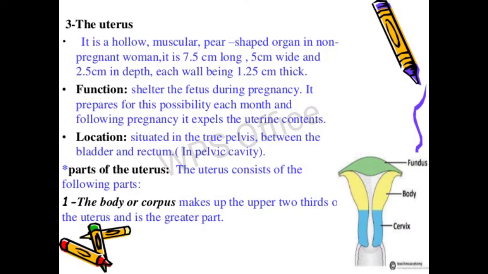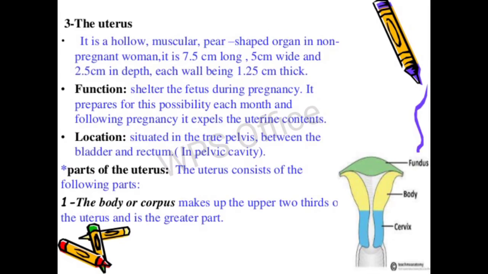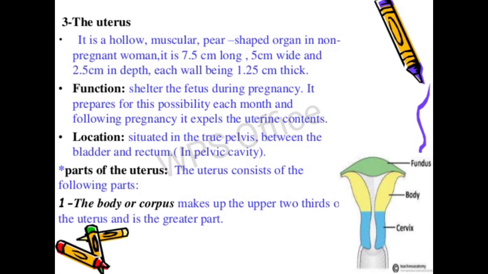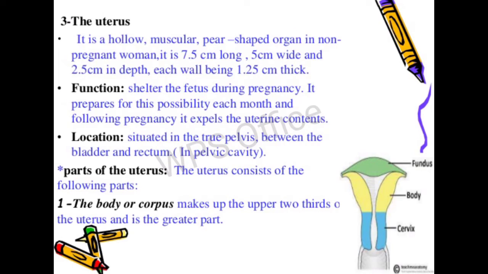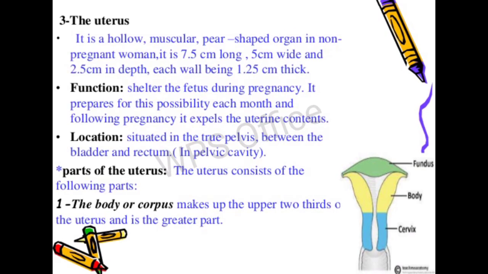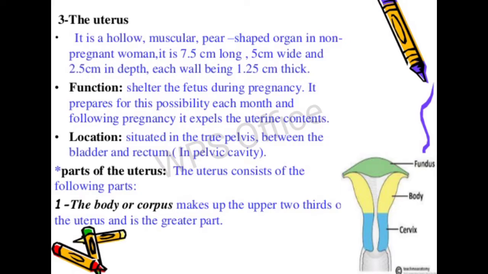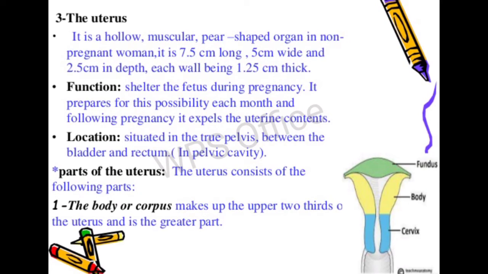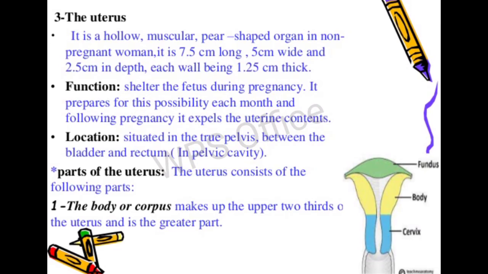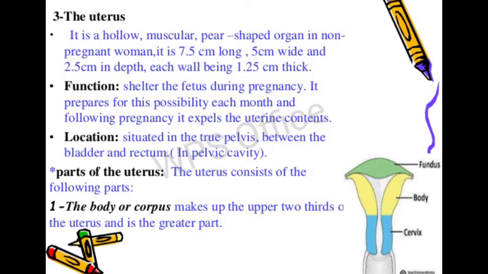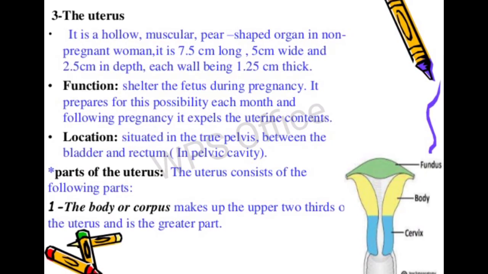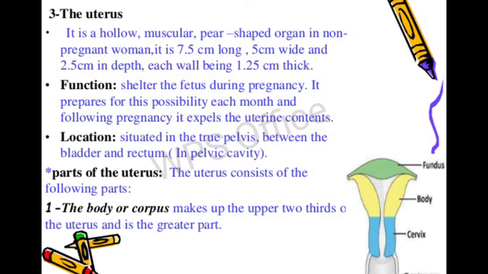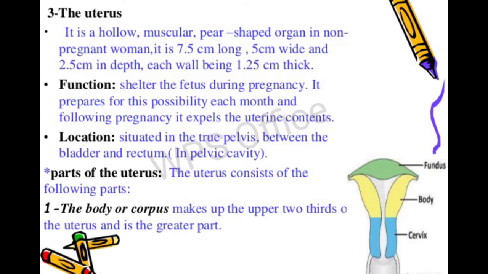The next is the uterus. The uterus is a hollow muscular pear-shaped organ in non-pregnant women. It is 7.5 centimeters long, 5 centimeters wide, and 2.5 centimeters in depth. Each wall is 1.5 centimeters thick. The function is that it will shelter the fetus during pregnancy. It will prepare each month for the possibility of pregnancy, and following the pregnancy it will expel the uterine contents.